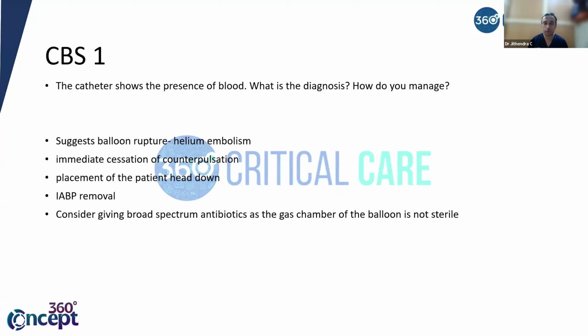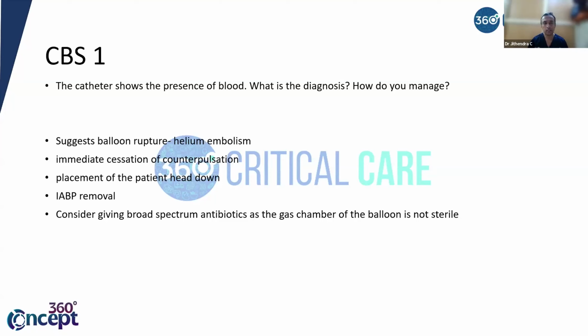So it should not push further helium inside. So place the patient head down. Why head down? We all know air embolism. That is the common thing we do. Put the patient head down and remove the IABP, and consider giving broad spectrum antibiotics. Why? Though the outside of the balloon is sterile, the inside of the balloon is not sterile, and the gas chamber is not sterile. So there is a chance of infection. So your complete answer would be: stop the machine, put the patient in head down position, remove the IABP. If the patient requires support, insert a new one. And in the meanwhile, also start him on antibiotics because this is unsterile.